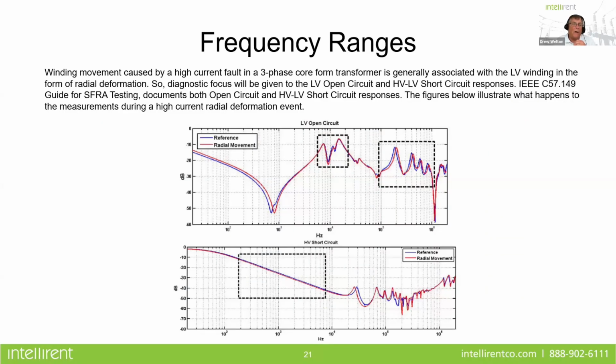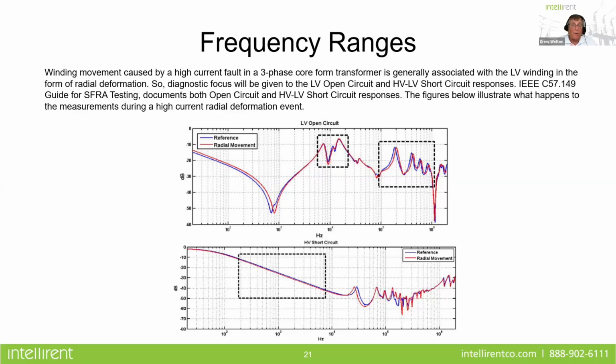But what we find is that winding movement caused by high current faults in a three-phase core form transformer is generally associated with the low voltage winding in the form of radial deformation. So what that tells us is that our diagnostic focus will be given to the low voltage open circuit and high voltage to low voltage circuit responses.